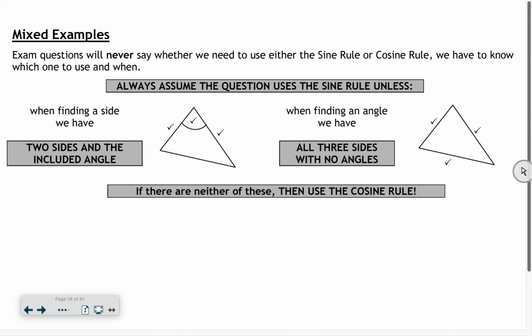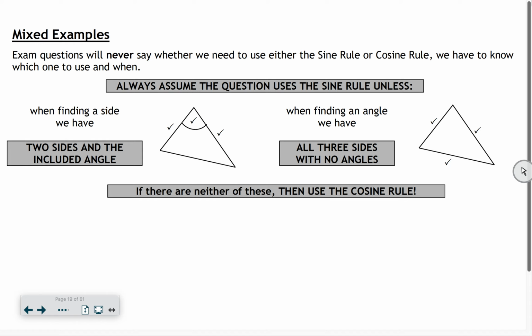Today we're going to take a wee look at some mixed examples. As you probably have gathered by now, exam questions will never say to you, use the sine rule or use the cosine rule. Your job is to know which rule to use and when.